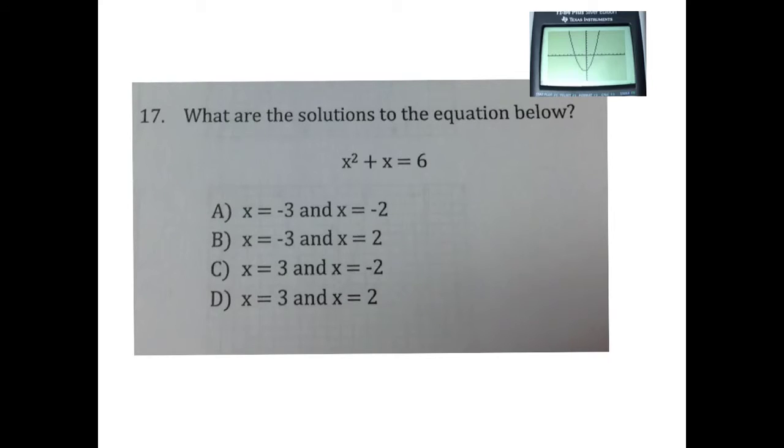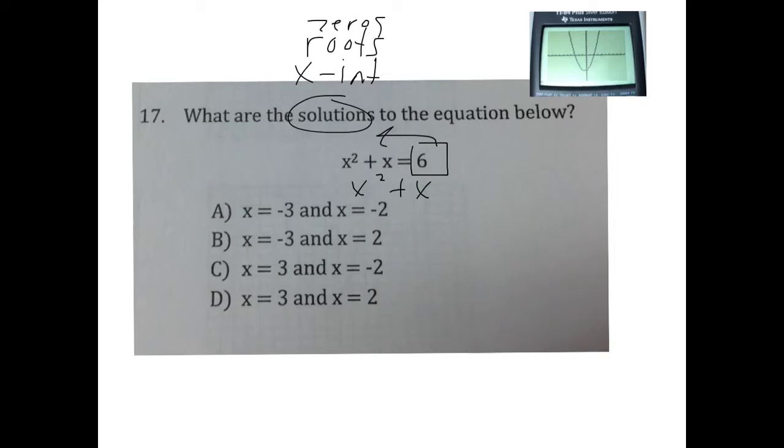All right, what are the solutions to the equation below? So solutions are the same as x-intercepts, are the same as roots, are the same as zeros. So we need a picture of the graph to be able to tell that. We learned in class that this can't say 6, so that guy has to be moved over. When we move him over, we get x squared plus x, and when he moves over, he becomes minus 6 equals 0.